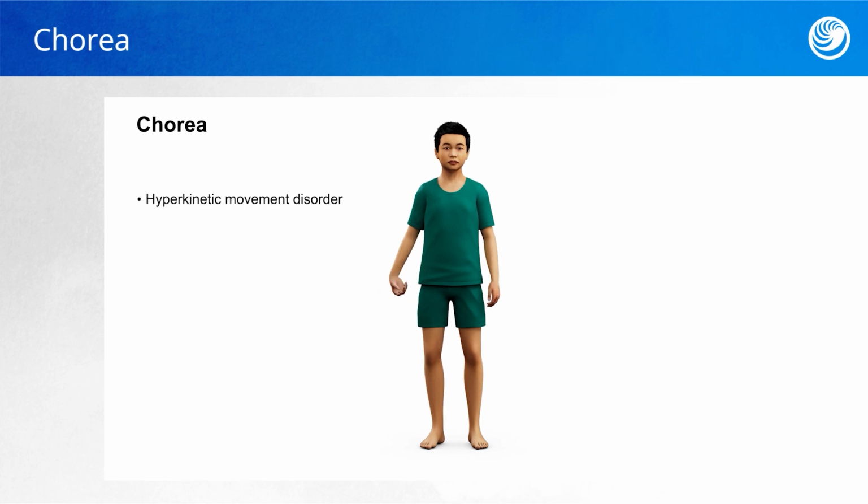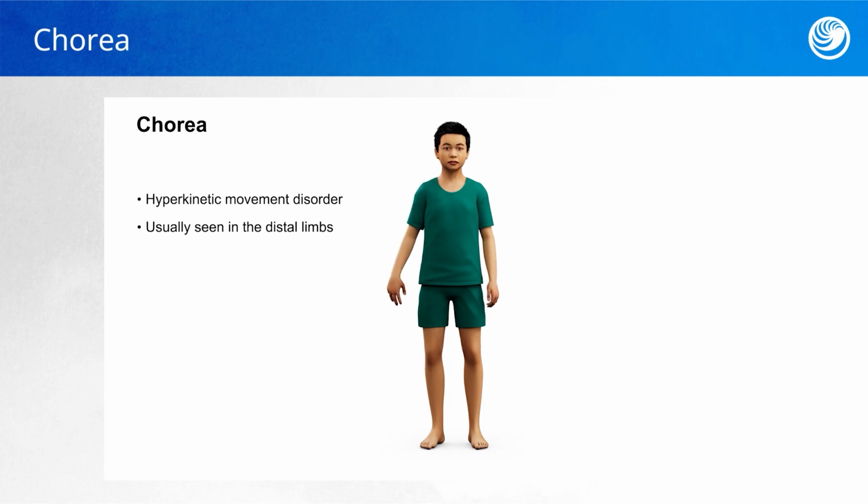Chorea is a hyperkinetic movement disorder characterized by involuntary movements which are irregular, random, and brief. These movements usually affect the distal limbs. The movement has no pattern in the direction, timing, or speed, but they flow from one body part to another, giving the impression of dancing.